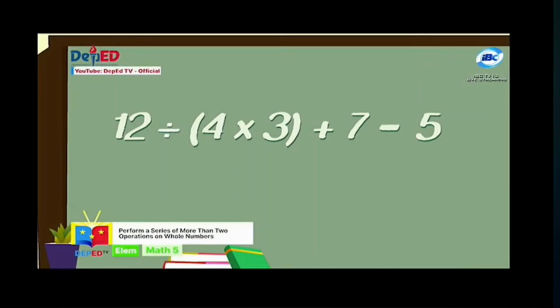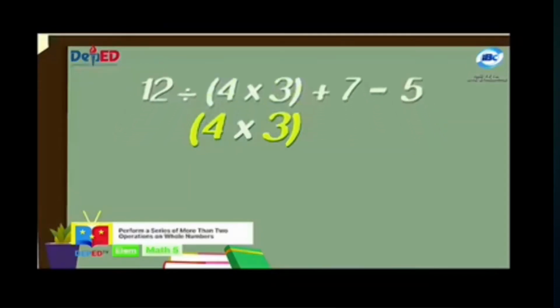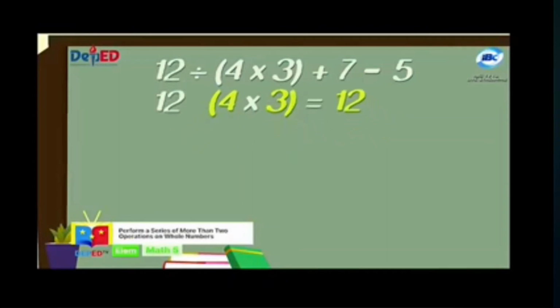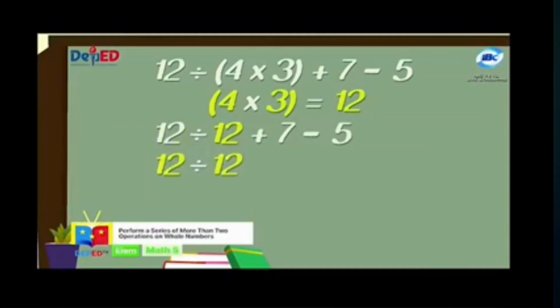Time's up. Let's solve. First, apply rule number 1. Solve the equation inside the parenthesis. For this, multiply 4 by 3 to produce 12. So, we have 12 divided by 12 plus 7 minus 5. Apply rule 2. Divide 12 by 12 to get 1. That gives us 1 plus 7 minus 5.